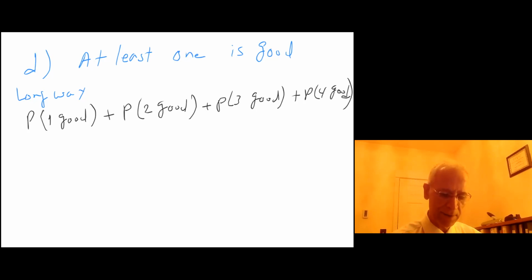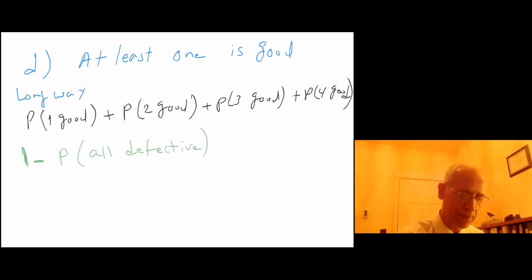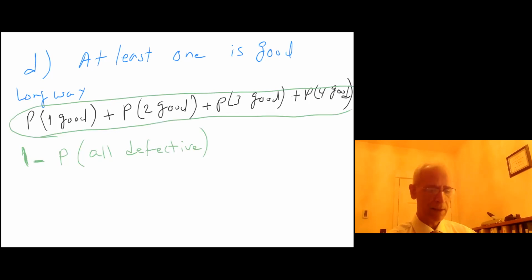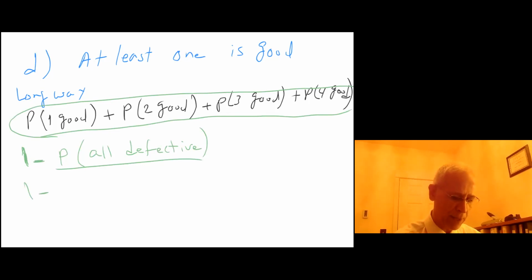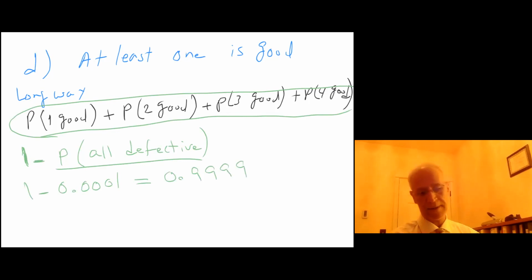So the smart way of doing this is to say, okay, there is 1 or 100% probability minus probability of all of them to be defective, the complement of this. Okay, so 1 minus, and this we figured out in part B of the problem, 0.0001. So that gives me 0.9999. All right, if you want to multiply that by 100, I get 99.99% chance that at least 1 light bulb is going to be good.